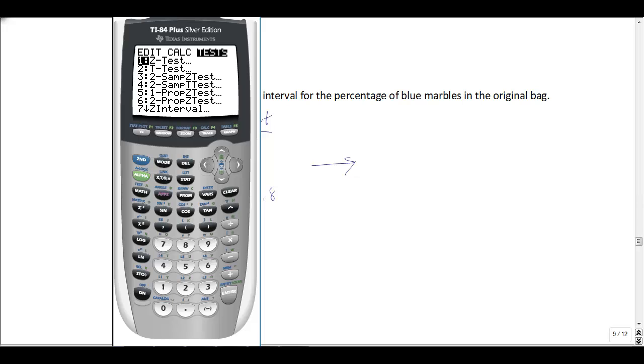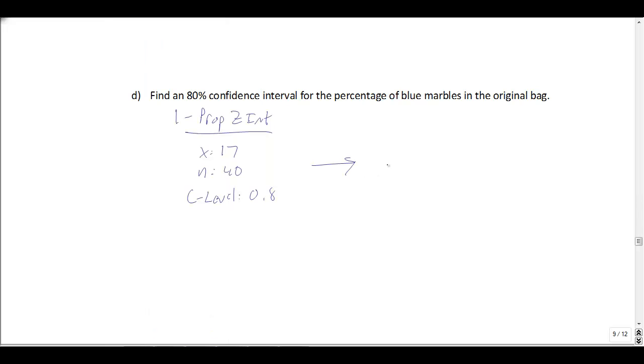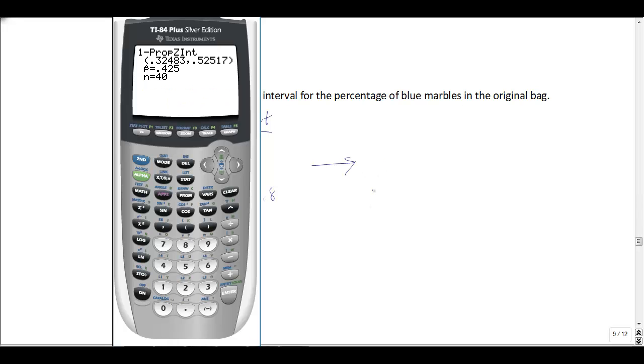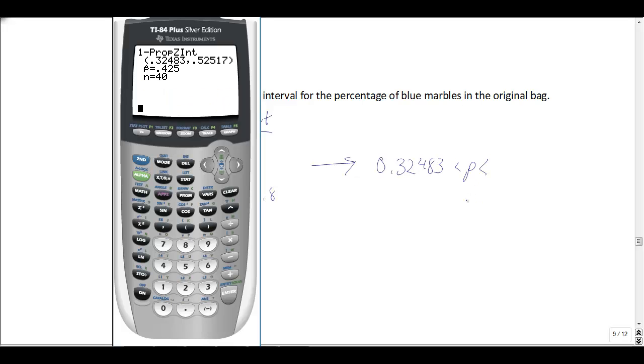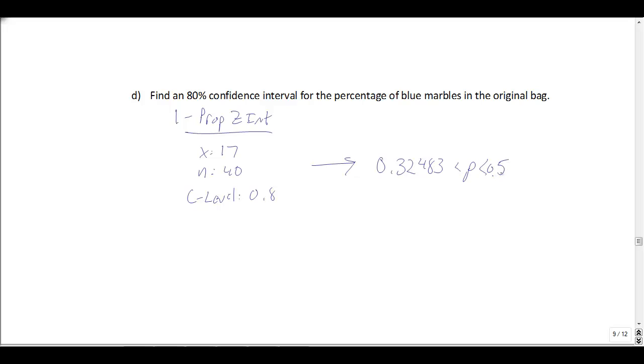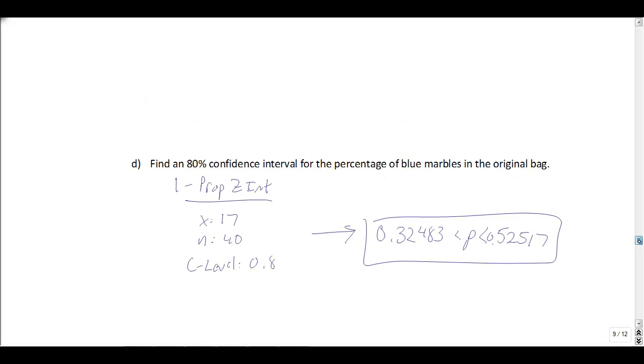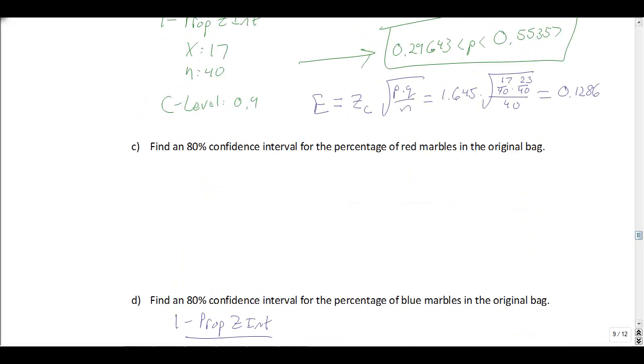Stat tests. Go from the bottom this time. All I'm going to do is change my confidence level to 0.8. Go to calculate, and I get 0.32483. True proportion looks like it's between that and 0.52517. So what I got, 0.32483 and 0.52517. A little bit bigger here, a little bit smaller there.